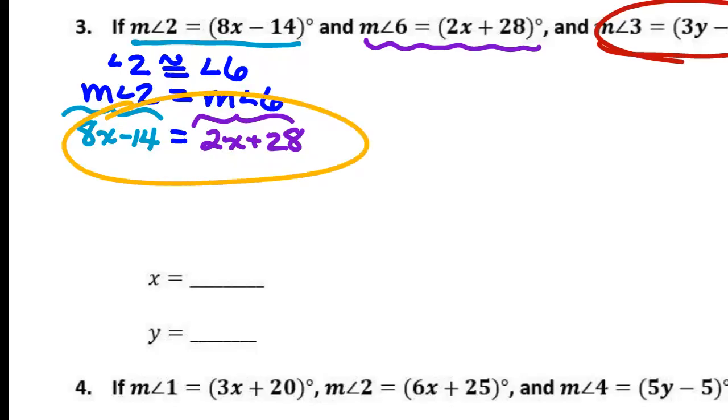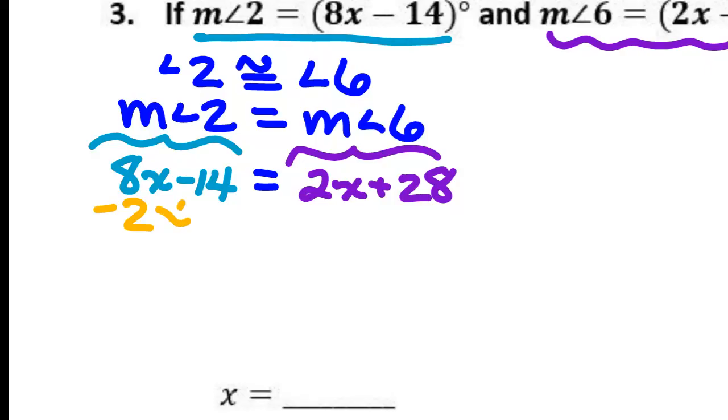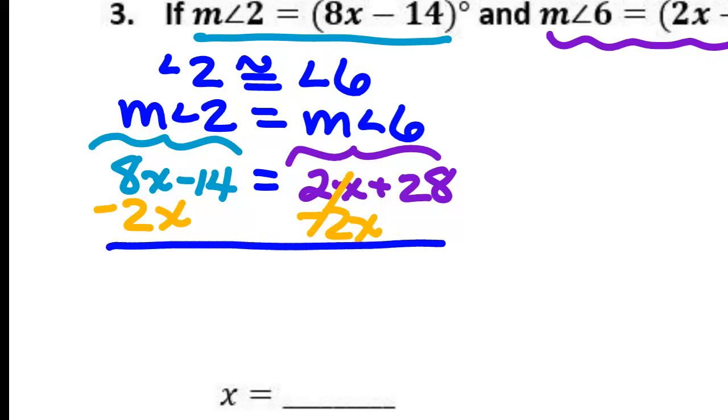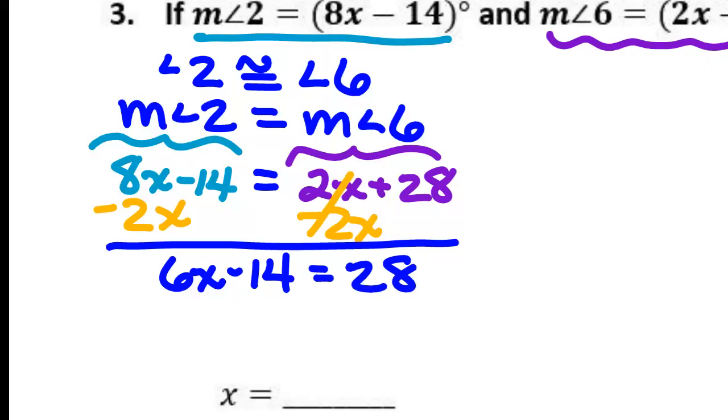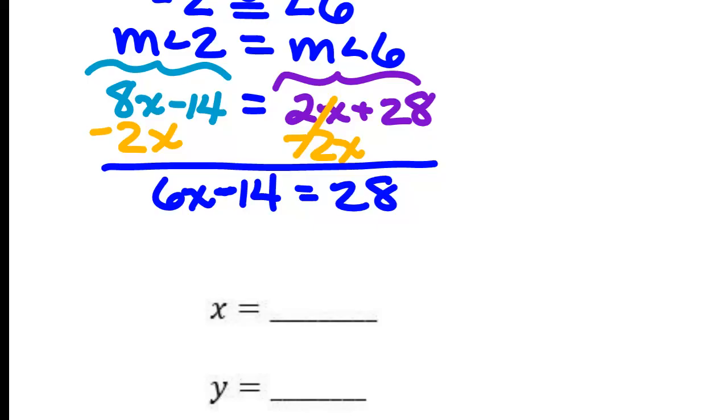What's the first thing I want to do here if I'm going to solve this for x? Subtract 2x from both sides because I want to get my x's together first. So we're going to subtract 2x from both sides. So that will give me 6x minus 14 equals 28. Now what do I do? Add 14 to both sides.